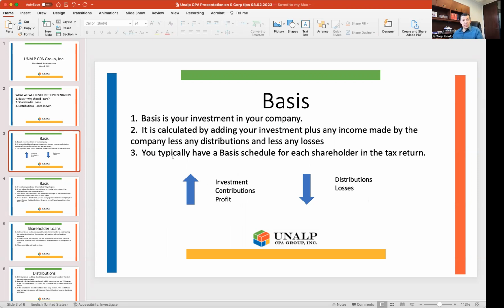Now, in each tax return, your accountant, your CPA, should include a basis schedule, which will tell you what your basis is for each shareholder in the return. So take a look at that and know whether you have a lot of basis or a little basis. Every year you get that return, you should look at what your basis is, because that tells you how much you can take out in distributions.